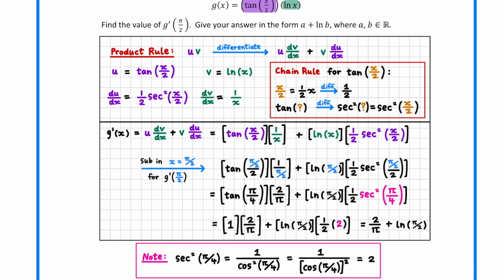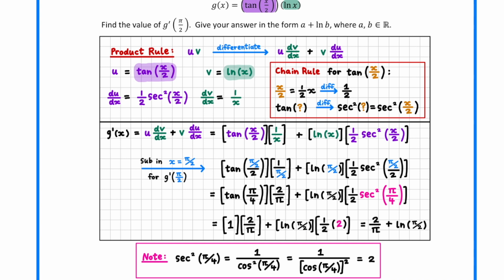In part B, we must evaluate the derivative of a function at pi over 2. The function is written as the product of two expressions, so here we should use the product rule. The first term, u, is tan of x over 2, and the second term, v, is ln of x.